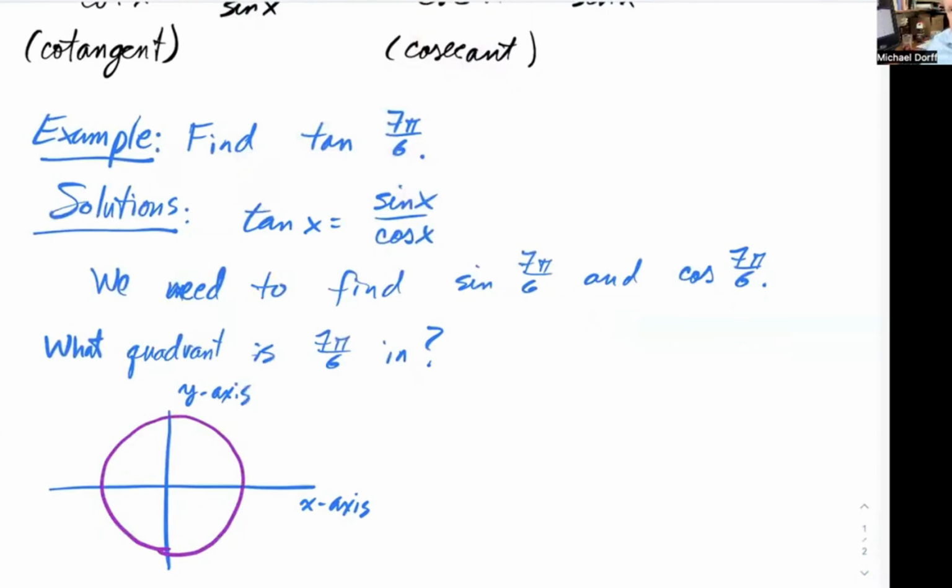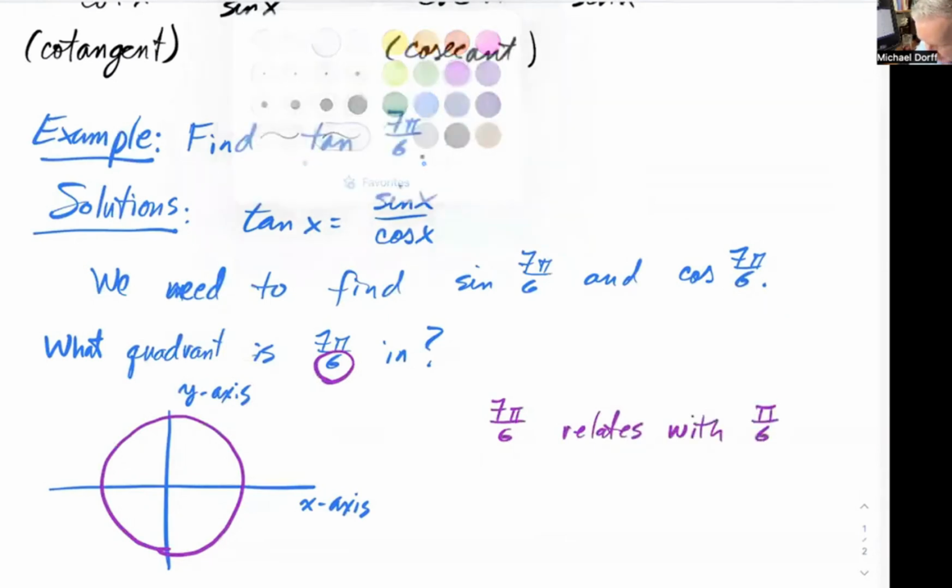Well, I know this is going to relate to pi over 6, right? Because I've got a 6 in the denominator. So 7 pi over 6 relates with pi over 6. Where's pi over 6? Well, pi over 6 is here in the first quadrant, right there. So let's look at the other multiples of pi over 6.